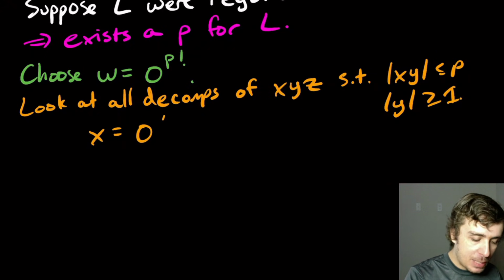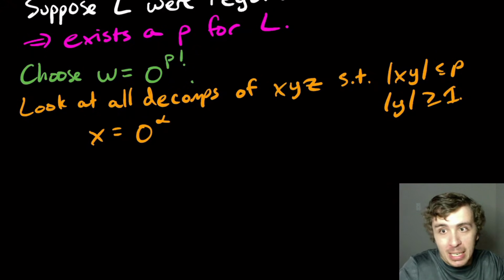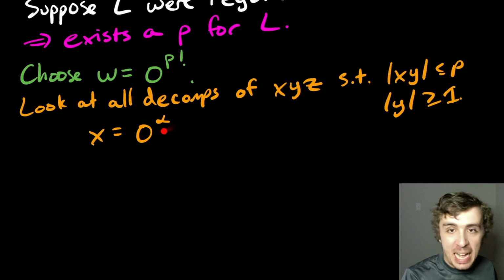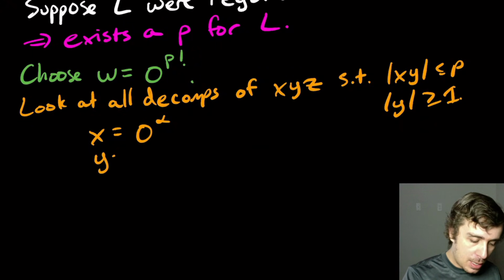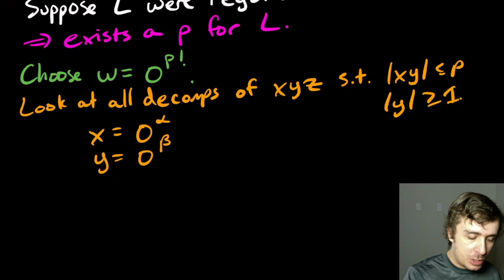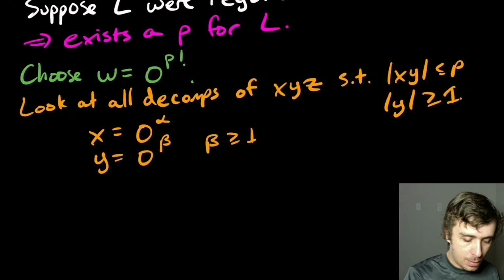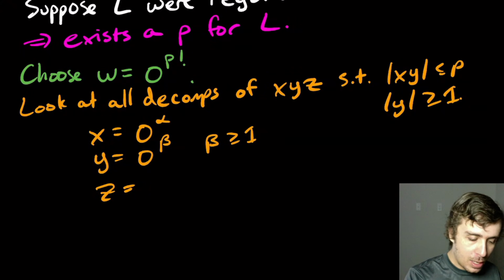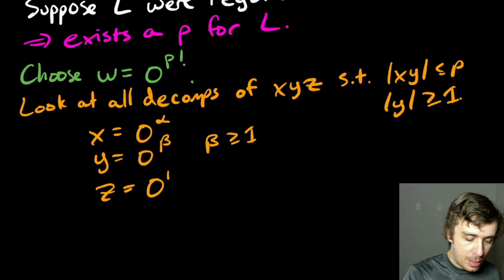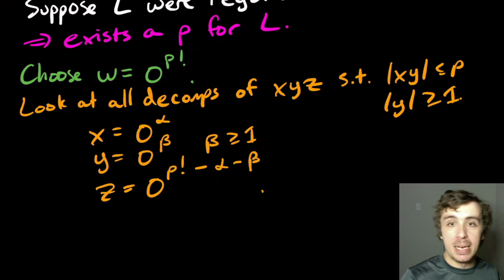So x is going to be some number of zeros since the whole string is zeros. I'm just going to call this alpha. Y is going to be some number of zeros. Let's call it beta. So beta is at least 1. Well, actually, that's a rule. In fact, it's a rule over here. And then we have, well, what's the rest of the string? It's p factorial minus alpha minus beta.